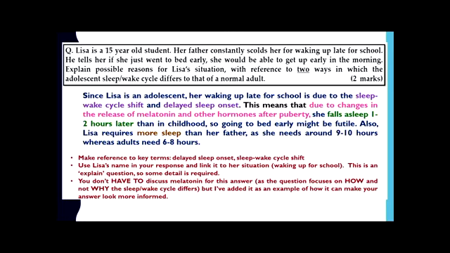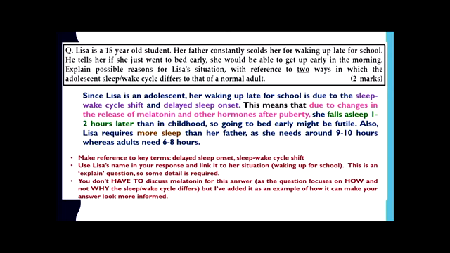Since Lisa is an adolescent, her waking up late for school is due to the sleep-wake cycle shift, that's when I mention the topic, okay? That topic is not mentioned anywhere in the question. So you need to make sure you make it clear that you know that this question is going to be about sleep-wake cycle shift. So, sleep-wake cycle shift and delayed sleep onset. Then you explain what it means. This means that due to changes in the release of melatonin and growth hormone after puberty, she falls asleep 1 to 2 hours later than in childhood.